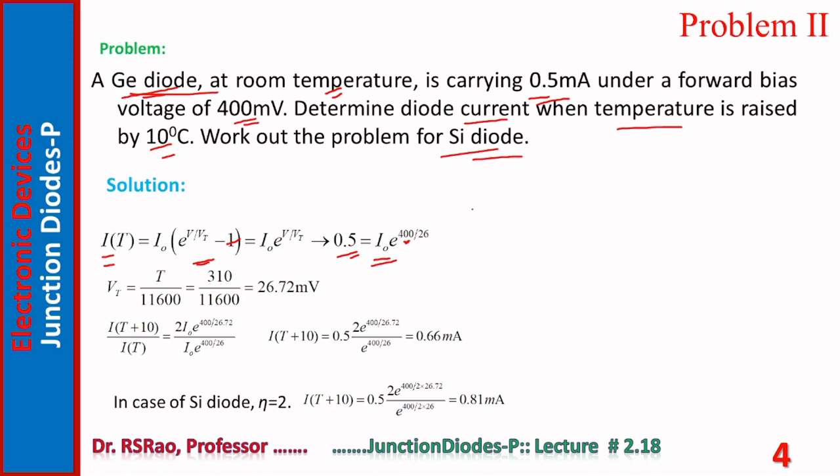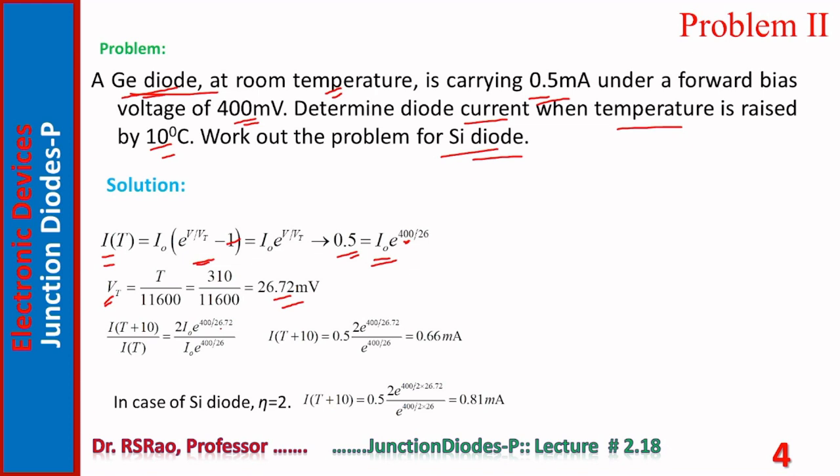Now consider the temperature rise by 10 degrees. Vt at this raised temperature is 310 by 11,600. It turns out to be 26.72 millivolts. So now we can consider the ratio of currents. Diode current at T plus 10 by diode current at T. This ratio is 2 I naught e power 400 divided by 26.72 divided by I naught e power 400 by 26.